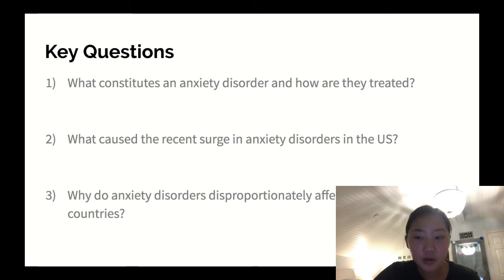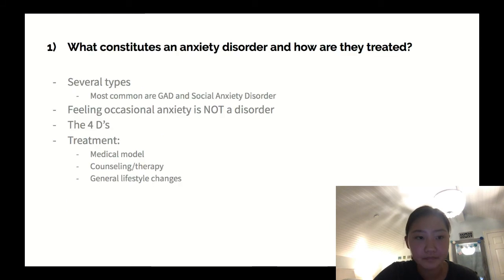And for the last question, why do anxiety disorders disproportionately affect citizens in wealthier countries? I'll delve into some other psychological concepts like relative deprivation. So, to start, I wanted to talk about what constitutes an anxiety disorder and how to treat one.